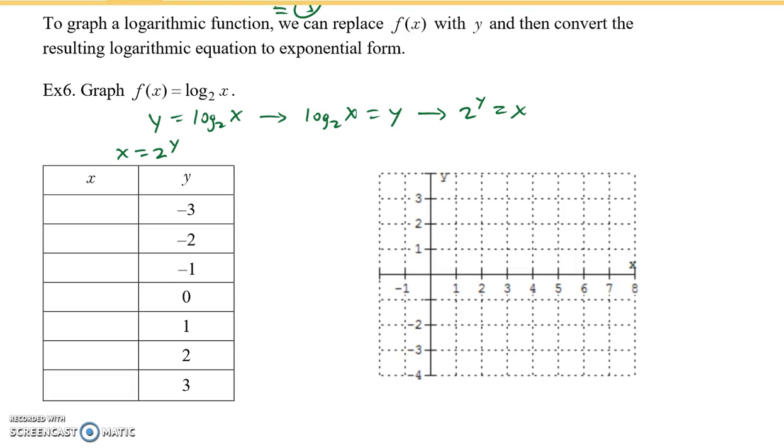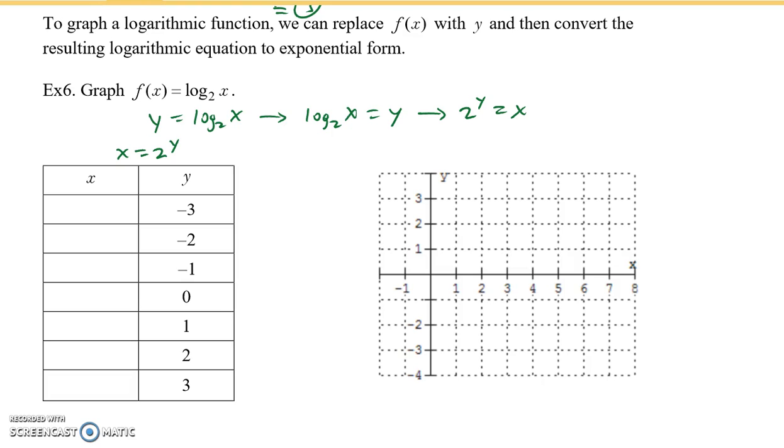So it would be reasonable here, because of the form of this equation, to actually first choose the y and then solve for x. So that's what I've done in the right-hand column of our table of x's and y's. I've selected some y's: negative 3, negative 2, negative 1, 0, 1, 2, and 3. These are going to be exponents that 2 will be raised to give us x.